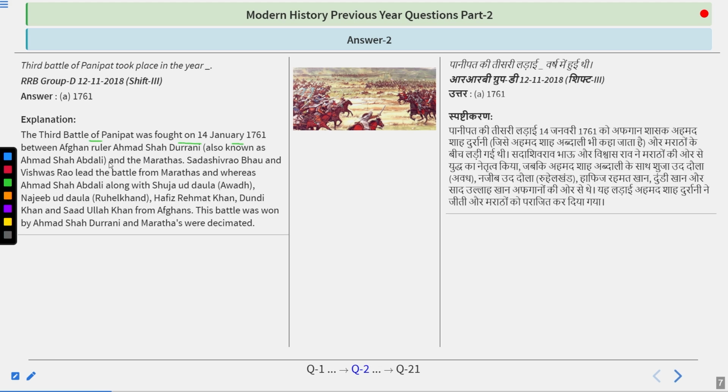The third battle of Panipat was fought on 14 January 1761 between Afghan ruler Ahmad Shah Durrani, also known as Ahmad Shah Abdali, and the Marathas. Sadashiv Rao Bhau and Vishwas Rao led the Marathas, whereas Ahmad Shah Abdali fought along with Shuja ud Daula, Najib ud Daula, Hafiz Rahmat Khan, Dundi Khan, and Saadullah Khan. This battle was won by Ahmad Shah Durrani, and the Marathas were decimated. So remember, it happened in 1761. The first battle happened in 1526, the second battle in 1556, and the third battle of Panipat in 1761.